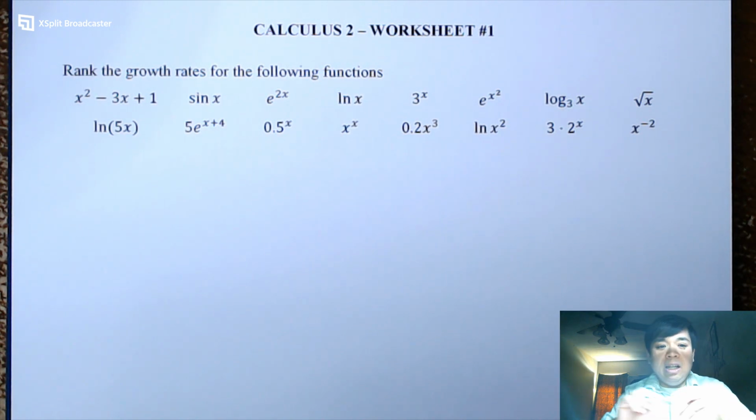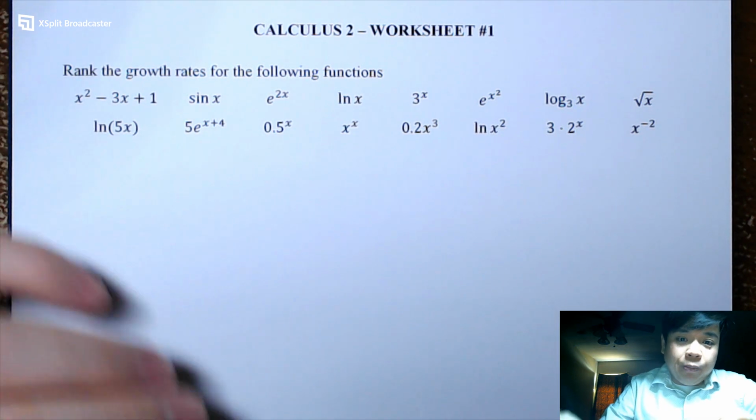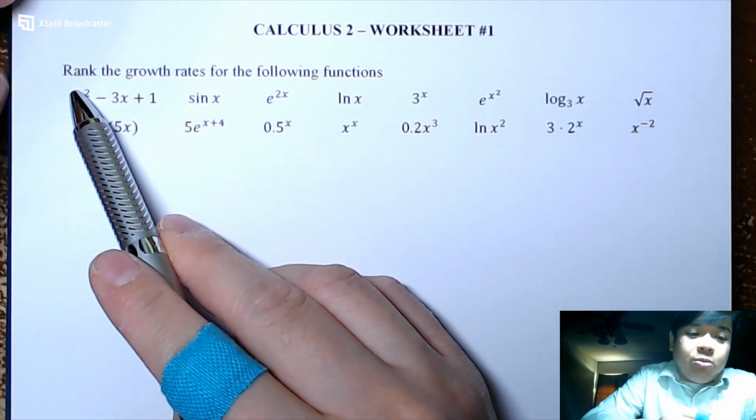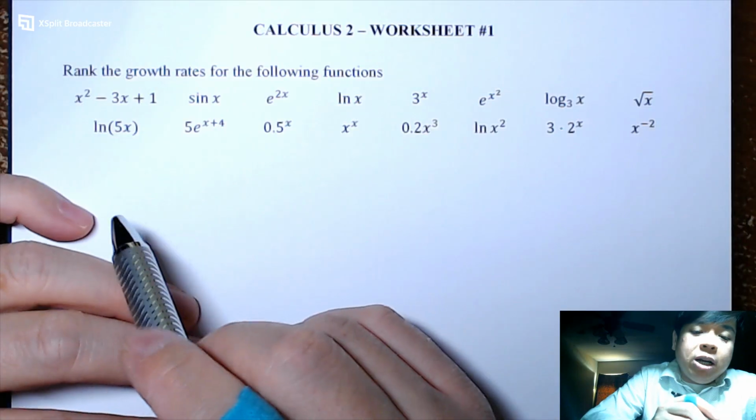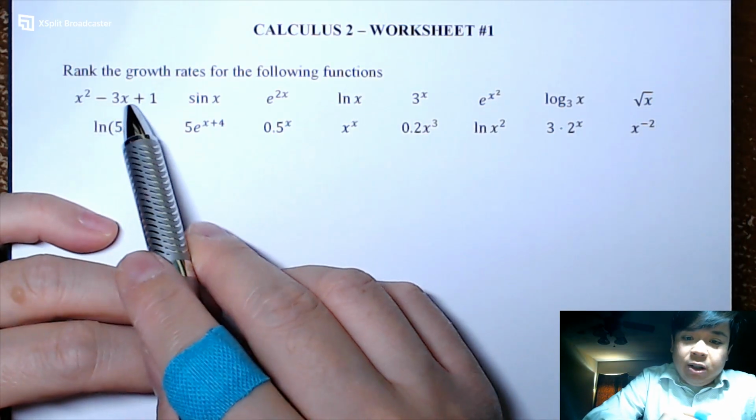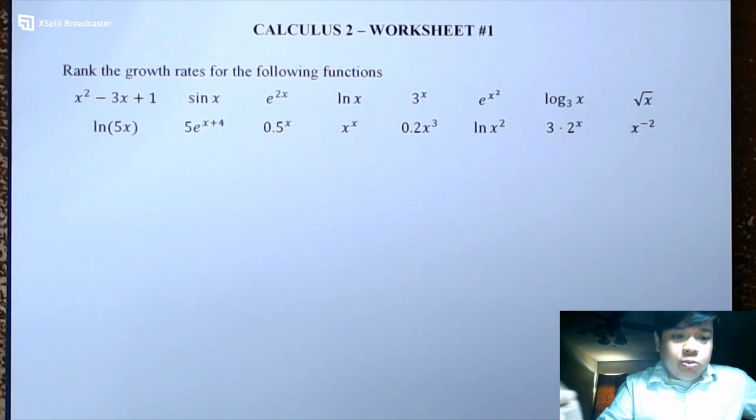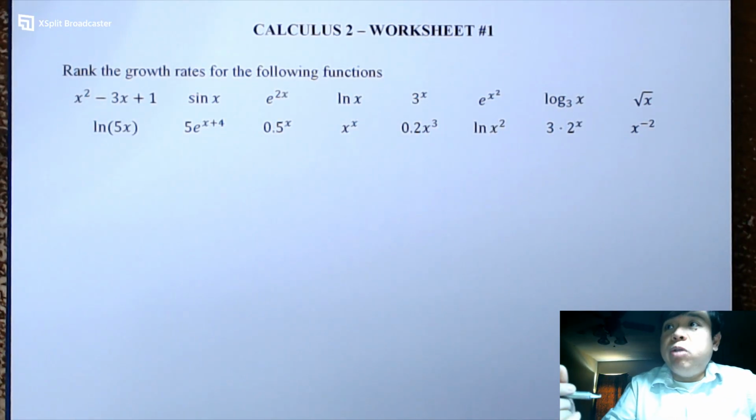Hi everybody, this is a review in Calculus 2. We have this problem: ranking the growth rates for the following functions. We have 16 different functions, but before we actually do the problem, let's just review a few things.